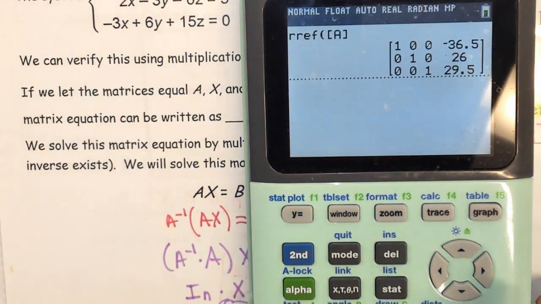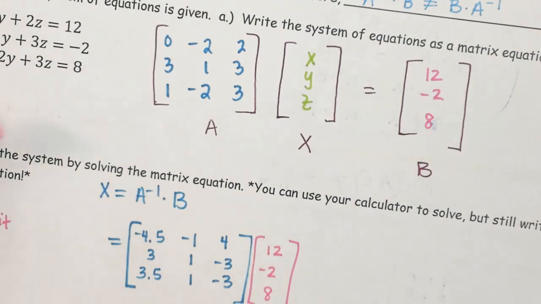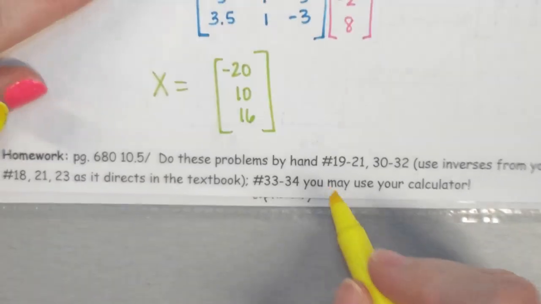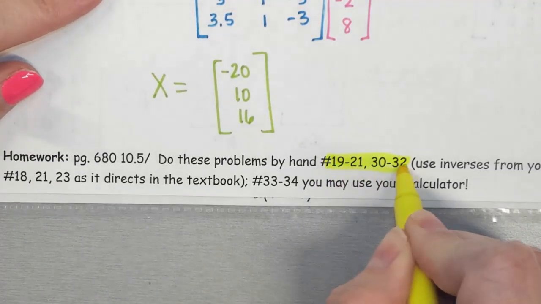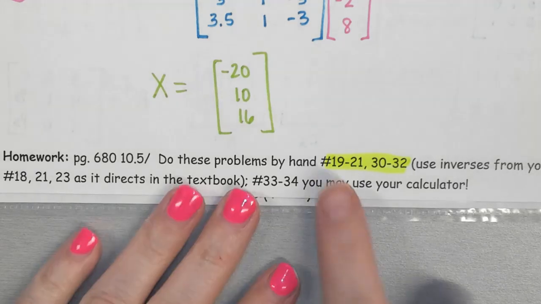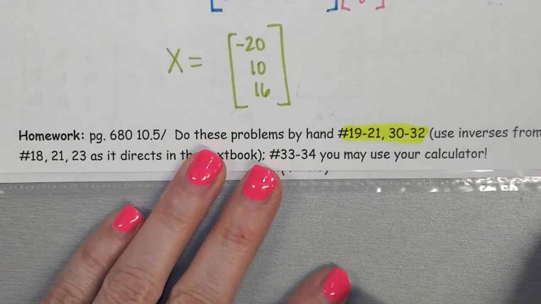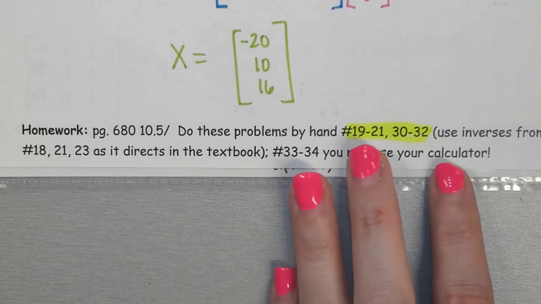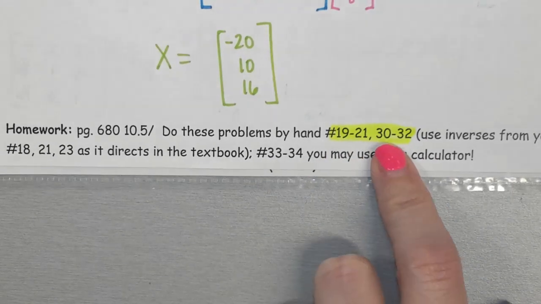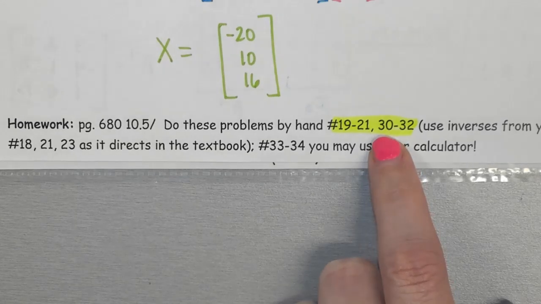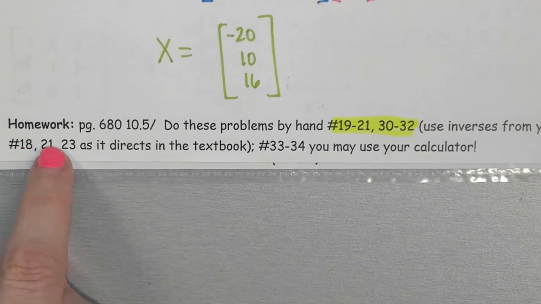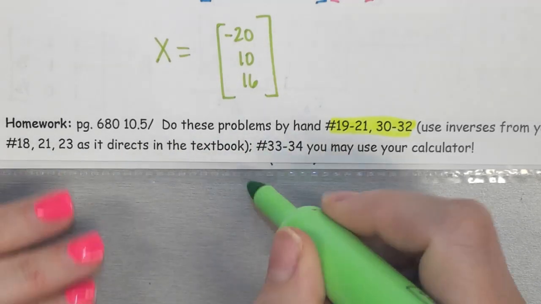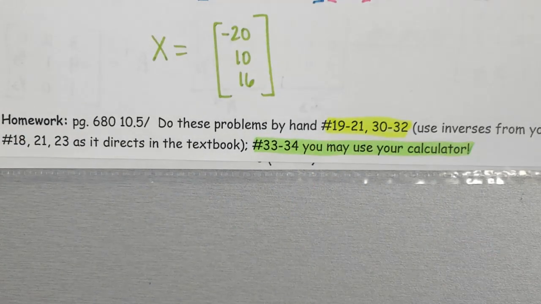Okay? All right, so what you're going to work on today is 10.5. These are the ones that you're doing by hand. And when you're doing these, you are using the inverse from your homework problems, as it directs in the textbook. So you're not going to be doing these twice. So I chose these so that you could line them up. Okay, so yesterday you guys did these problems. So that's what you're going to be using today. And then 33 and 34, you're going to be using your calculator. Okay?